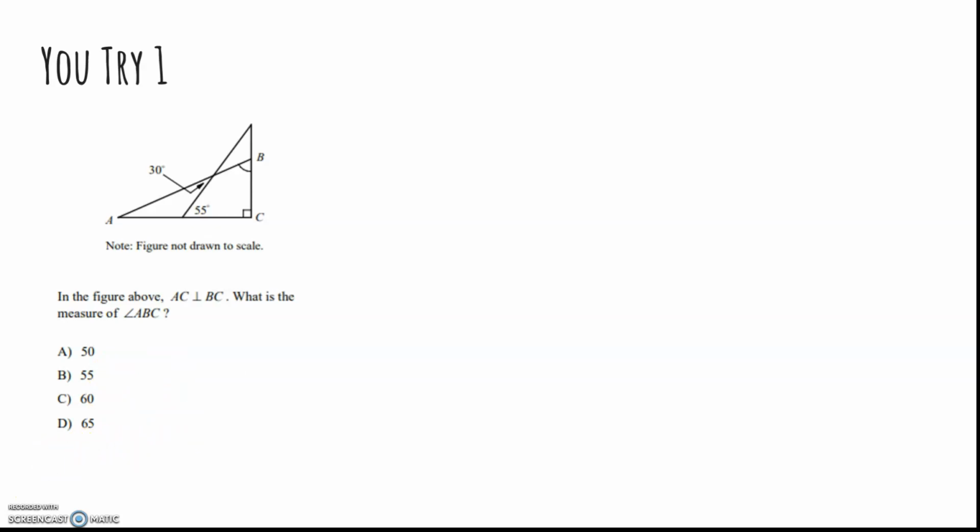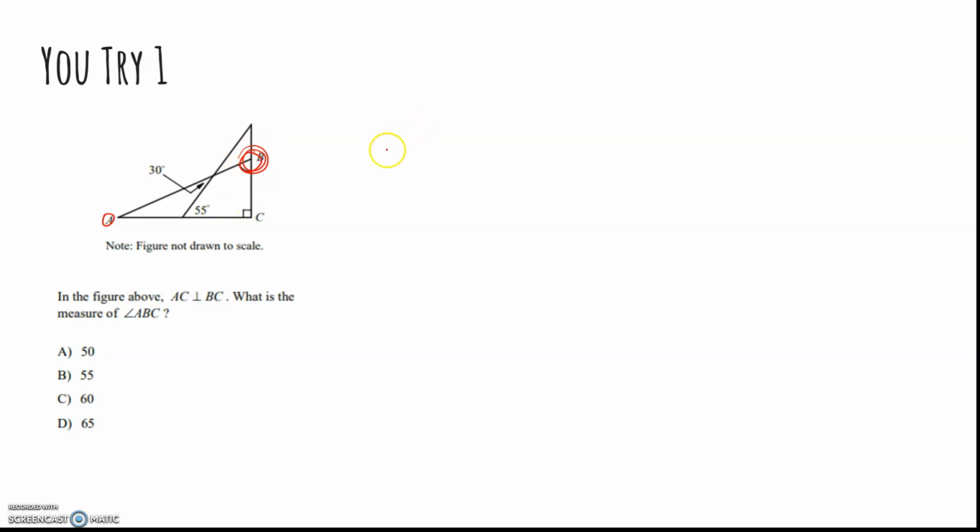In the figure above, AC is perpendicular to BC. What is the angle of ABC? If you remember, how do we find what angle they're talking about? Angle ABC starts at A, and then goes to B. So this is the angle that they want us to find right here.